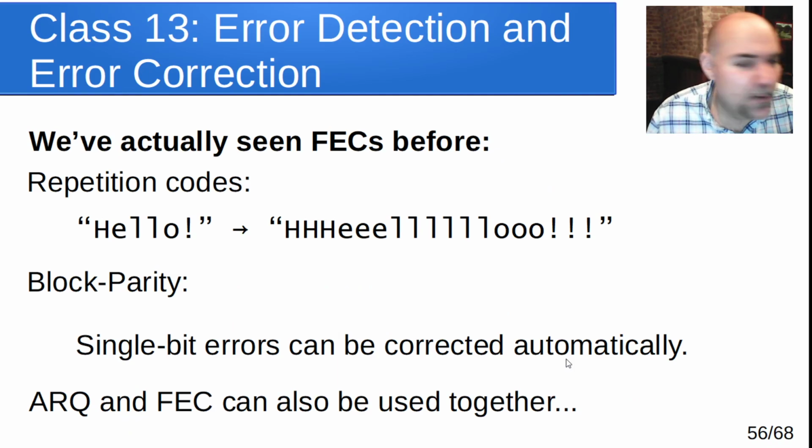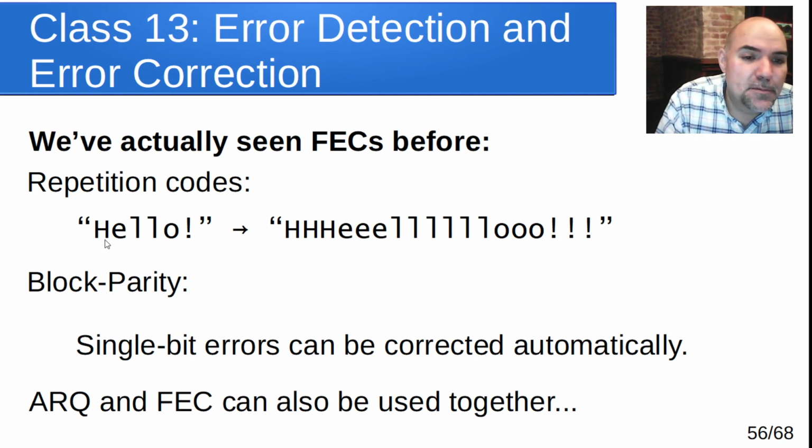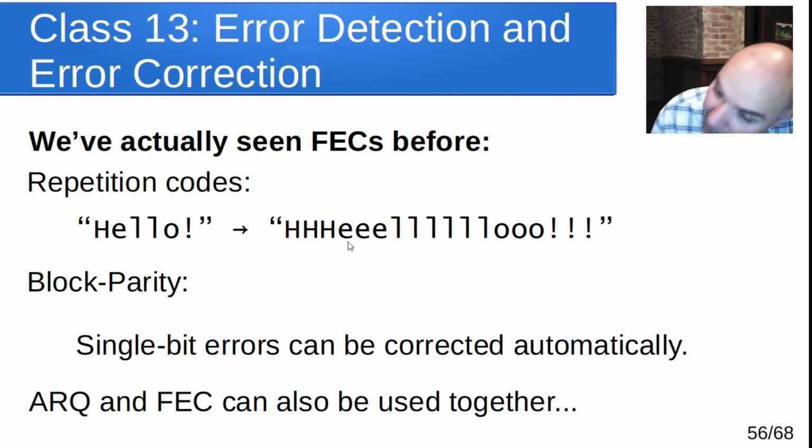So we've actually seen forward error correcting codes before with repetition codes, where we could say, what if instead of sending each character once or twice, we send it 3 times? H, H, H, E, E, E, L, L, L, L, L, L, O, O, O, exclamation mark, exclamation mark. And the idea here is if just one of these gets corrupted, like H, Z, H, we say I have 2 H's, so it's an H. If two out of the 3 match, we go with that, and we can correct the one that was wrong. And we also saw it with block parity. Single bit errors could always be corrected automatically in block parity.